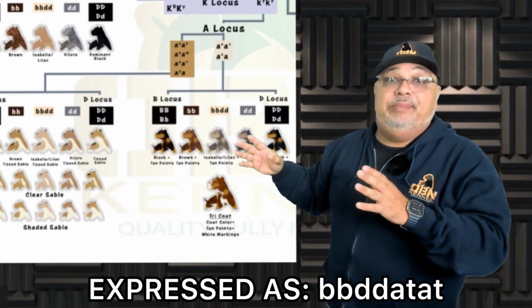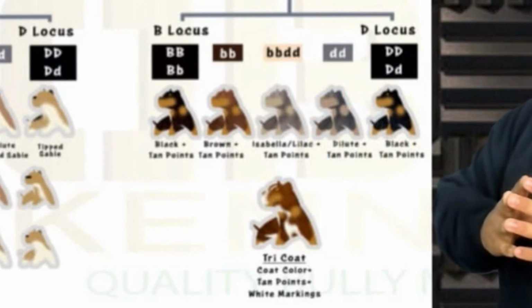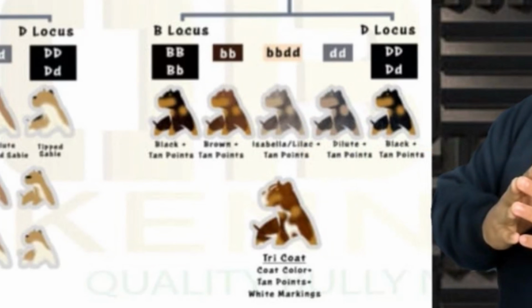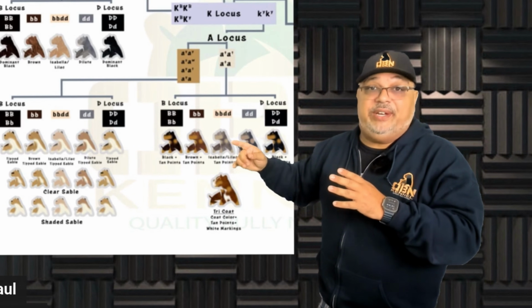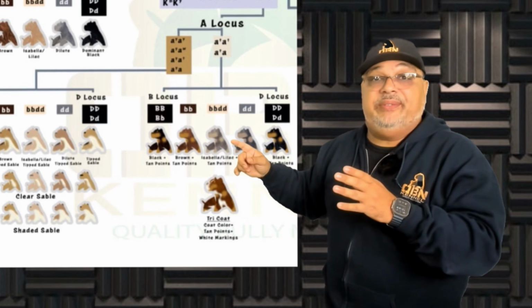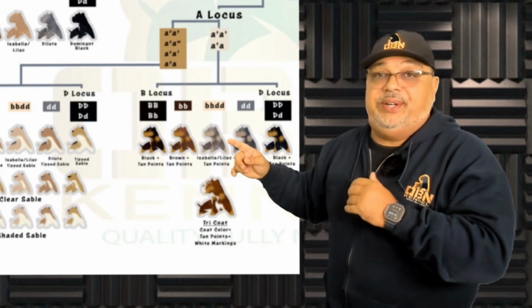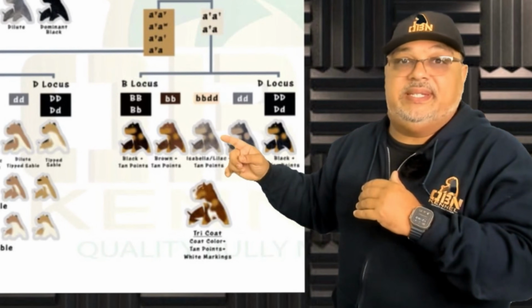But in the American Bully, lilac or Isabella are pretty much the same. The only difference between one and the other is if you have a shade of gray or a shade of brown on the dog. If this is diluted enough where you have a shade of gray, that would be considered lilac. If it's got a shade of brown, that would be considered Isabella.